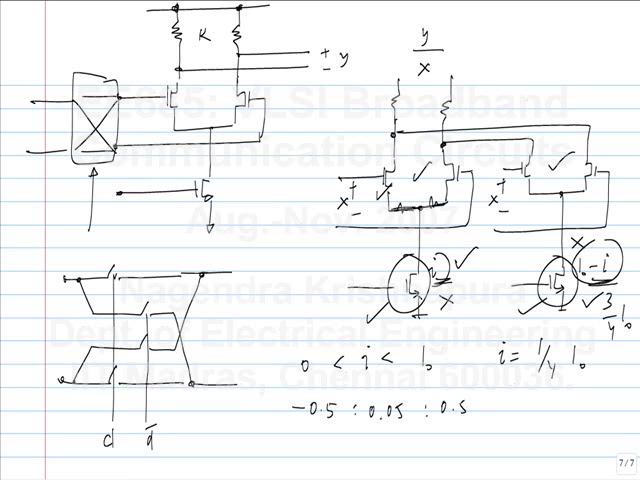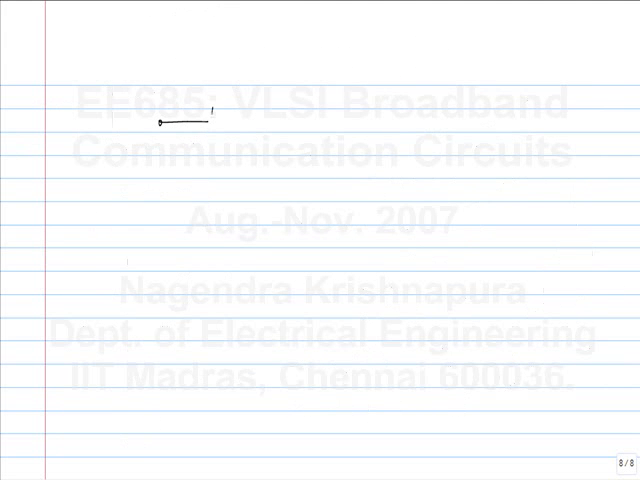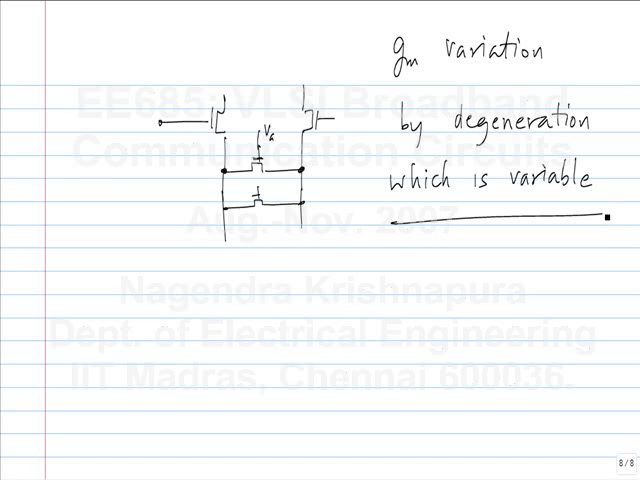So there can be other ways of varying the GM. You have, let's say, a differential pair degenerated by a MOS resistor. By varying the gate voltage continuously, you can make it continuously variable. Alternatively, you can have a number of devices, you either turn them on or off, and make it variable that way too. And you can come up with other circuits as you work with the whole thing.